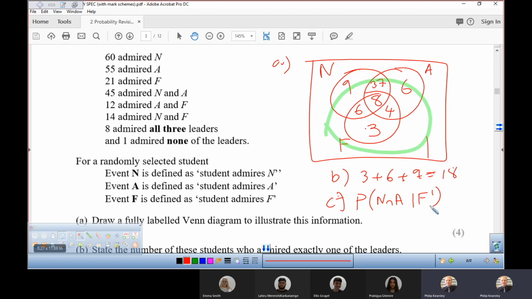So notice the word given is missing. Well, because the way it was phrased, what proportion of those who do not admire F like the other 2? That's how it was phrased. It was a hidden given that. What proportion of those who do not admire F? So it was a sneaky hidden given.